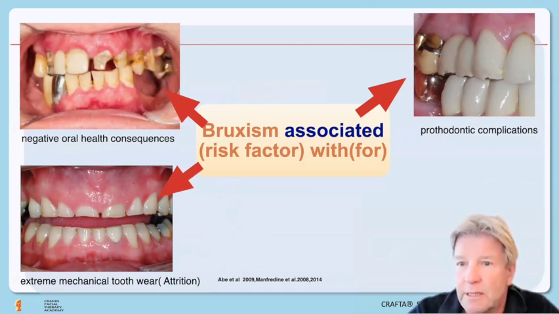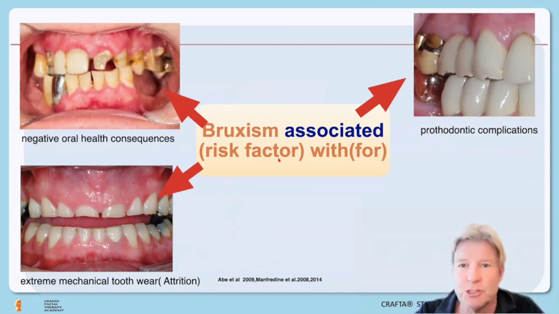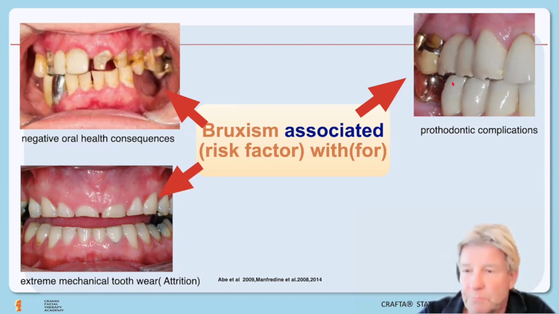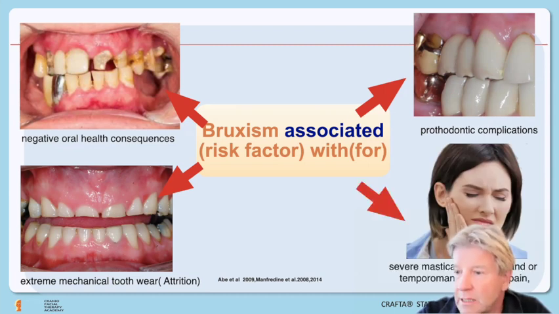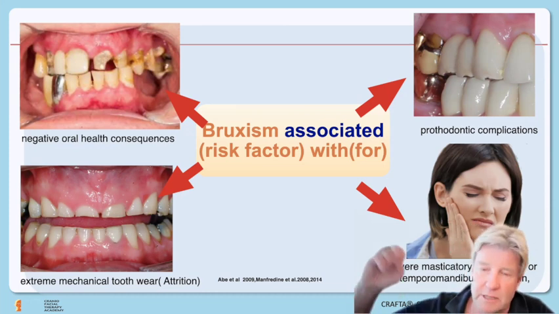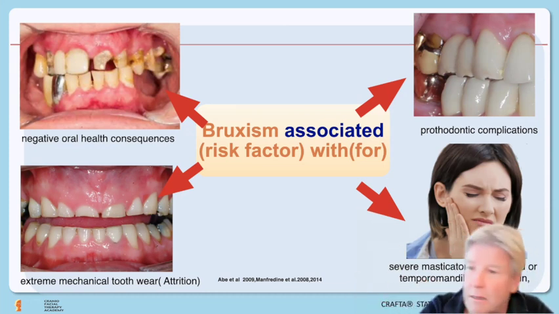Bruxism is not correlated with risk factors, but is associated. We see that bruxism can give bad teeth, and the general health of the teeth changes. Or, and that is not in all people, you get mechanical tooth wear and attrition, what you see on the left side. Or when you have an orthodontic or prosthetic treatment, your teeth are destroyed by higher pressure because you have bruxism. Or, last but not least, you get a temporomandibular joint dysfunction. The masticatory muscles increase in activity and therefore give pain.